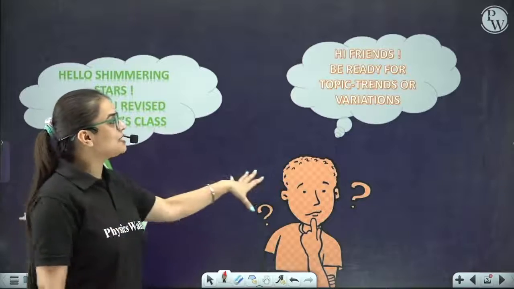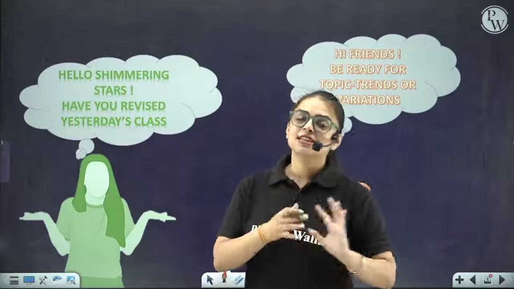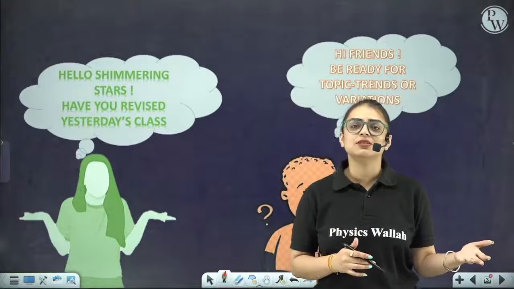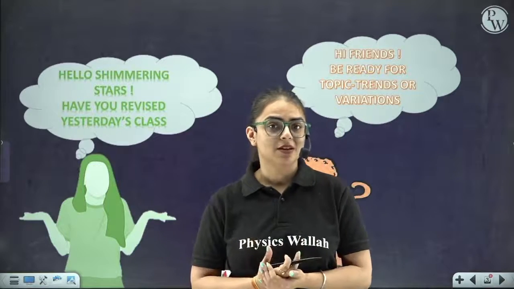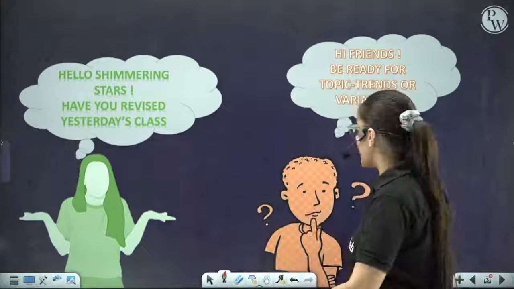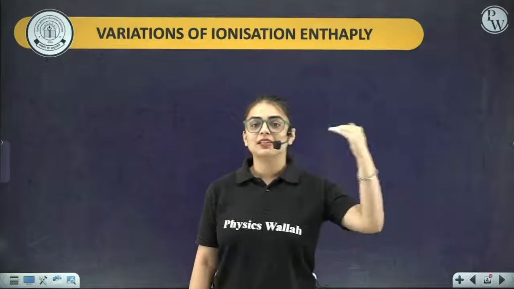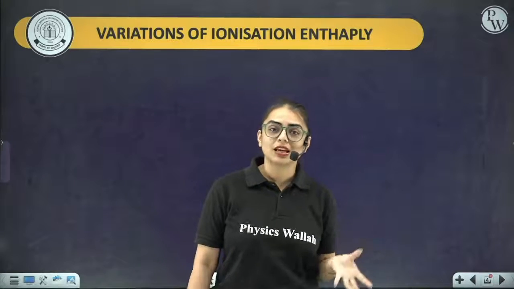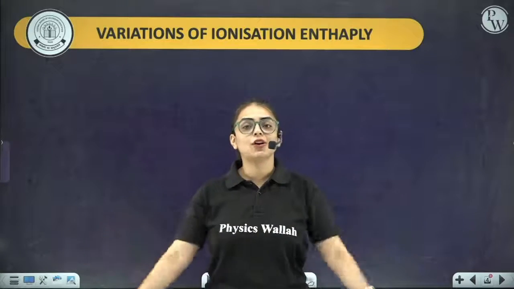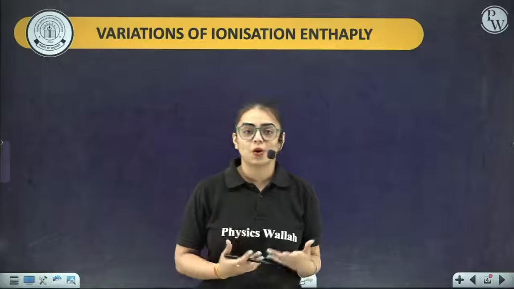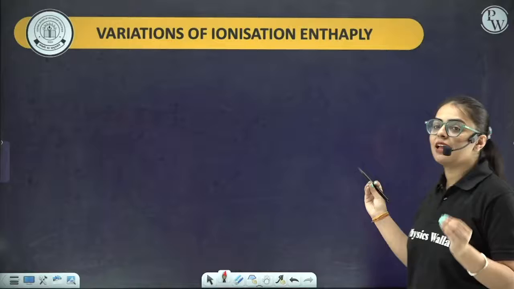Yes. So barium says, hi friends, be ready for the topic trends or variations. See students, so many questions in the previous year examinations are asked from the trends and variation segment. Because here we are going to apply all the concepts that we have studied till now, either of atomic radii, nuclear charge, electronic configuration, penetration effect, or screening effect. So we are going to apply all the concepts in the variation segment, and this helps us a lot. Yes. So let us first of all start with variation of ionization enthalpy.